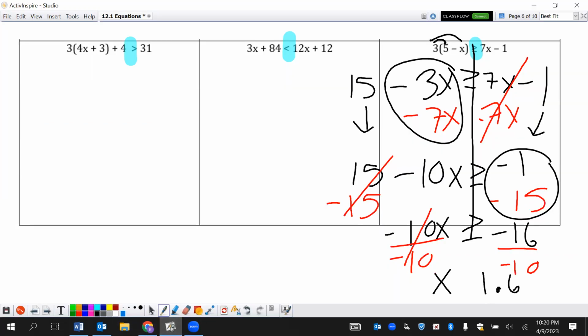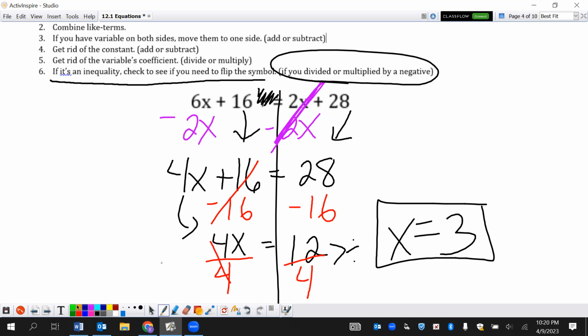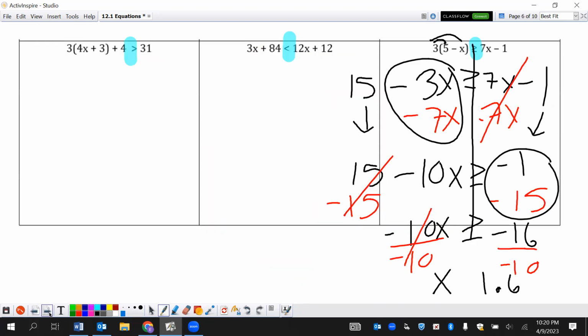All right, so here's the thing with inequalities. If you notice the first 6 steps that I had at the very top, the last step says, if it's an inequality, check to see if you need to flip the symbol if you divide or multiply by a negative. So for inequalities, anytime that you divide or multiply by a negative number, your inequality symbol has to be flipped.